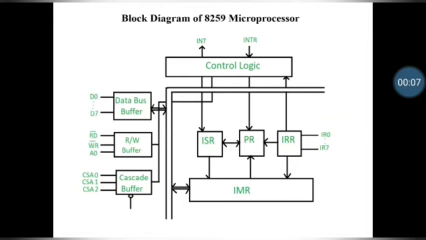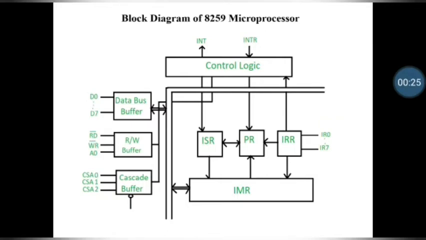Today we are discussing the 8259 processor. 8259 is a programmable interrupt controller device which is used for handling the interrupt at a time. So let's discuss this processor.